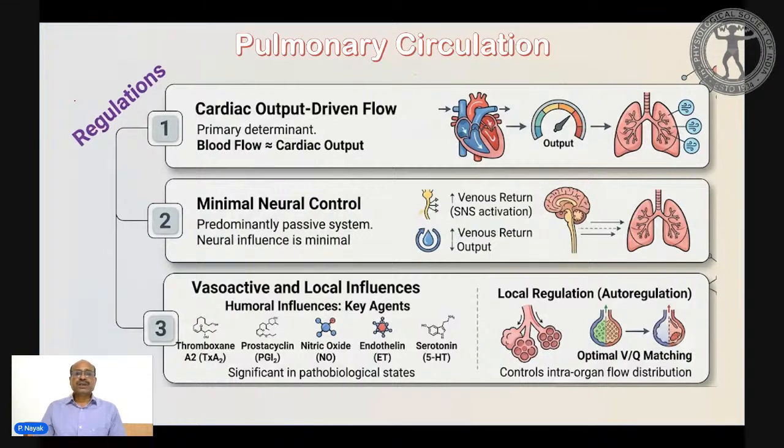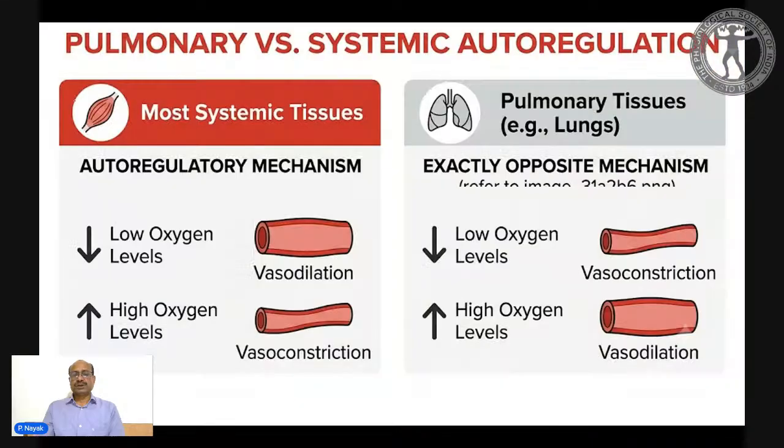Then pulmonary circulation, other regulations: obviously neural control is there, and the cardiac output we have discussed. Vasoactive and local influences like thromboxane A2, prostacyclin, nitric oxide, endothelin, serotonin, these are also important. And there is autoregulation, local autoregulation. This is another important point before we conclude.